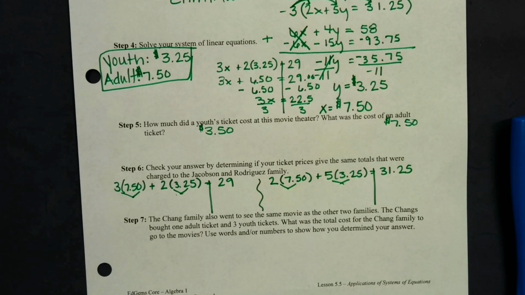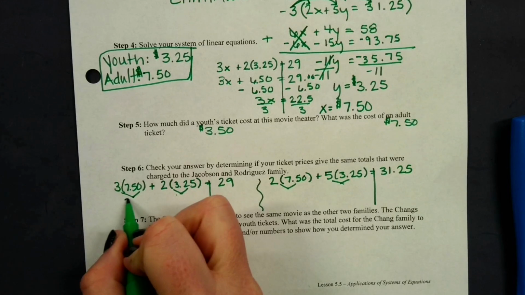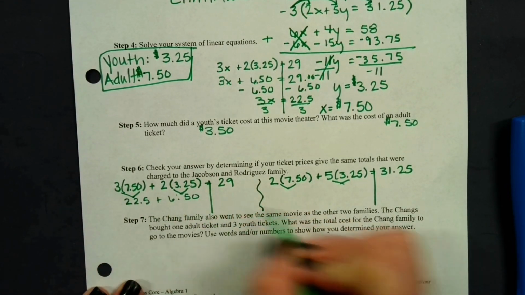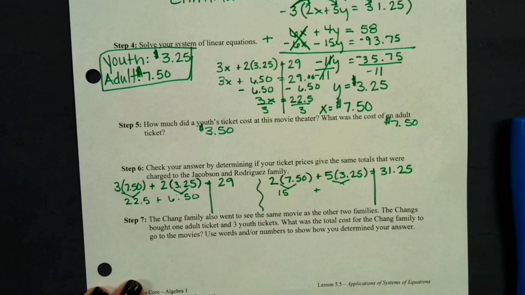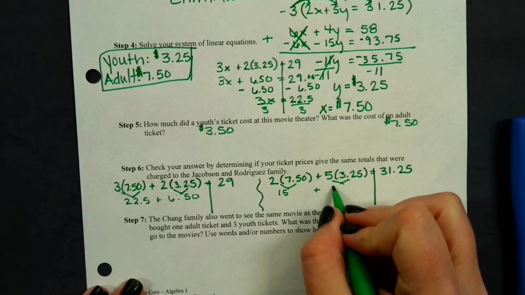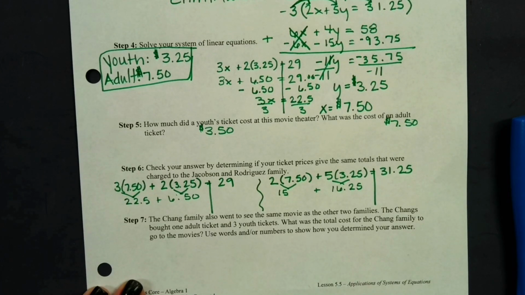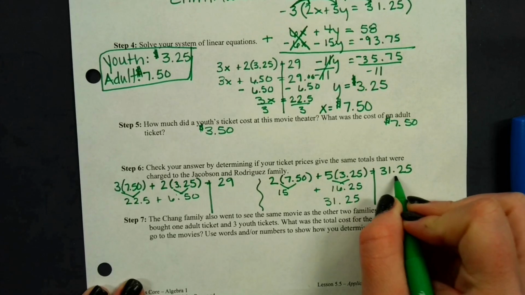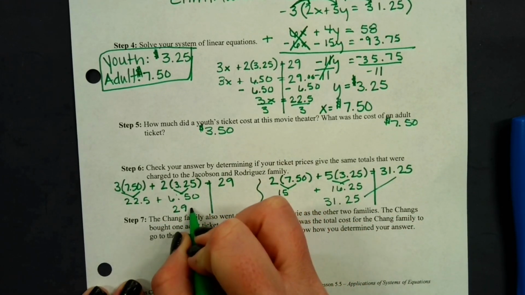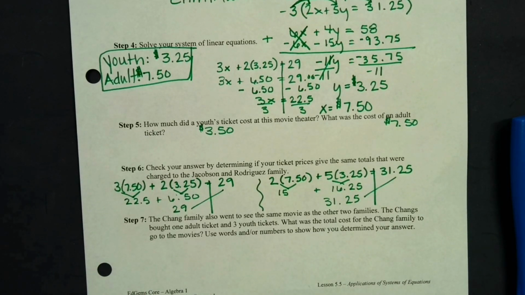Erica, 235. Bus, 235. So I'm proving that both sides equal each other.